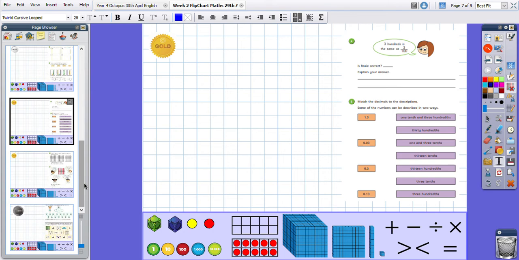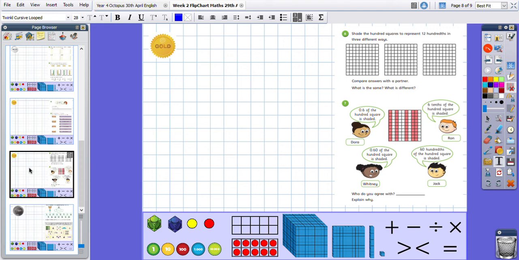And question 5, match the decimals to the descriptions. So some of the numbers can be described in 2 ways. So there are 7 descriptions that you need to match up to 4 numbers there. And continuing on gold, questions 6 and 7, you are shading 100 squares and discussing how this can be done. And a bit more reasoning and problem solving, who do you agree with in question 7?